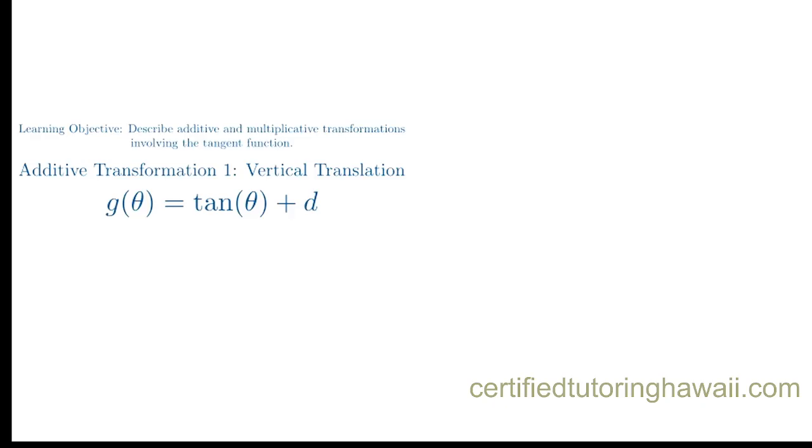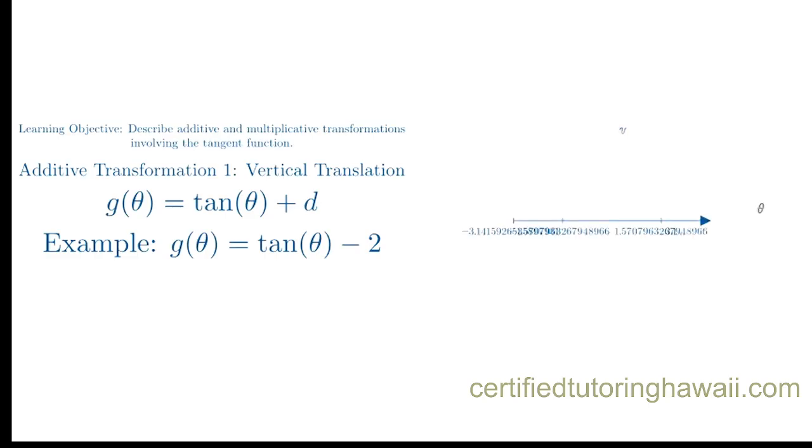Let's look at an example. Let's consider the function g of theta equals tangent of theta minus 2. Here, d is negative 2. The original graph has a point of inflection at (0, 0). After the shift, this point moves down 2 units to (0, -2). The rest of the graph, including the asymptotes, simply moves down along with it. The shape of the curve does not change.